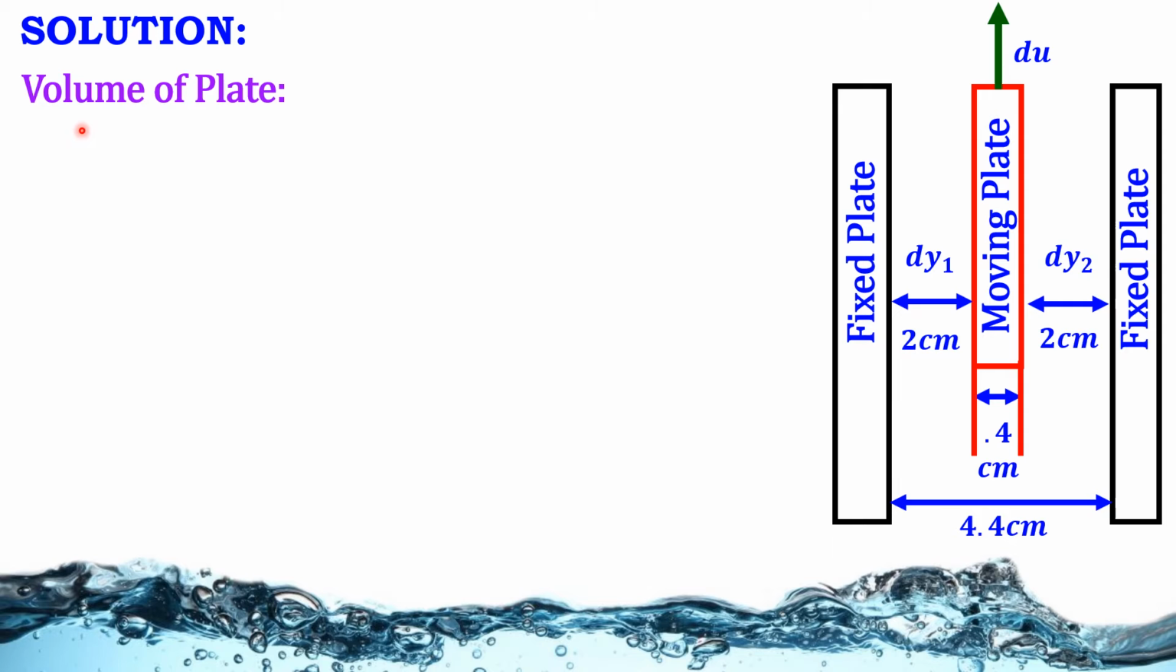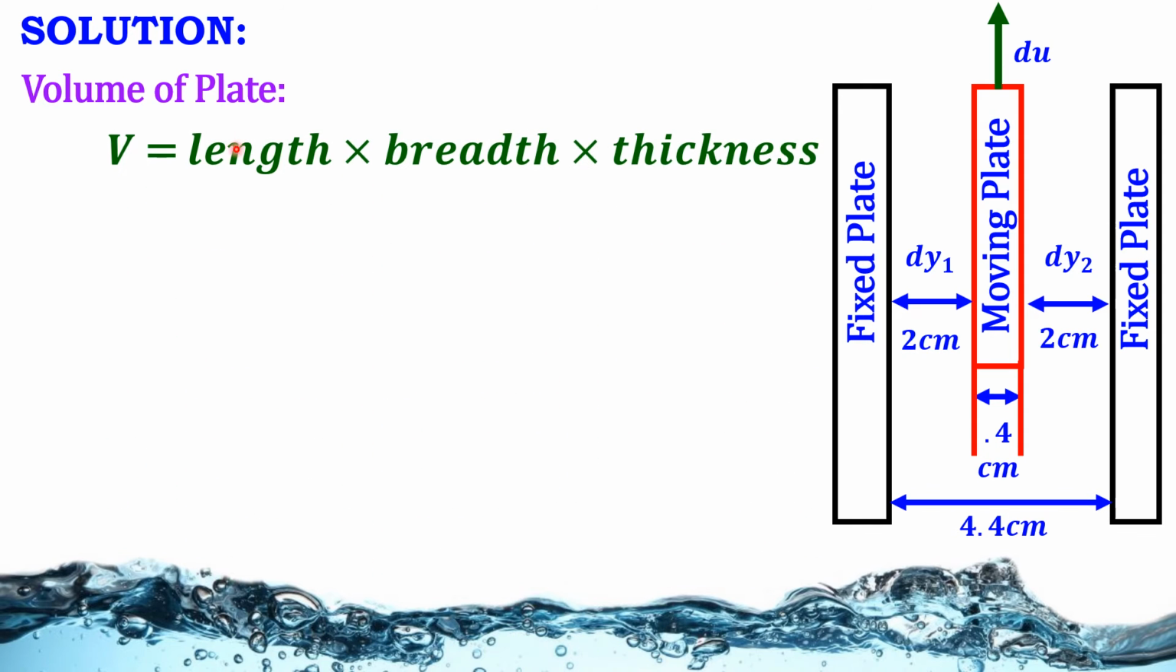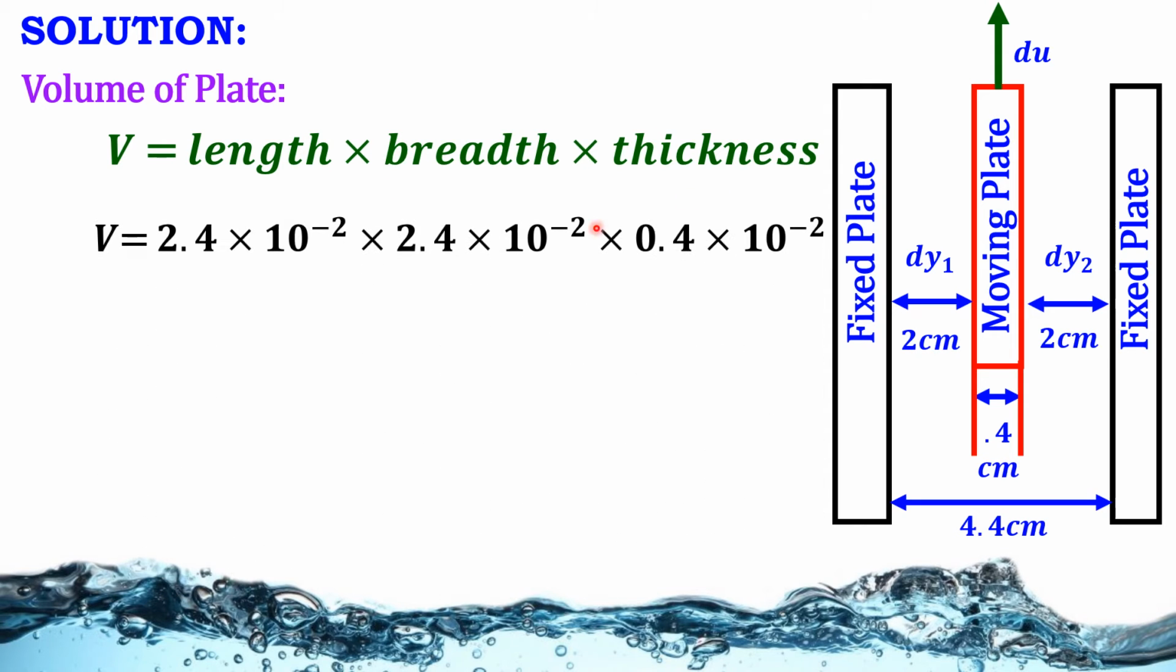First, we are going to calculate the volume of the plate. Volume of the moving plate V is equal to length into breadth into thickness of the moving plate. Substituting length as 2.4 into 10 to the power minus 2, into 2.4 into 10 to the power minus 2, and 0.4 into 10 to the power minus 2, we get volume V is equal to 2.304 into 10 to the power minus 6 meter cube.